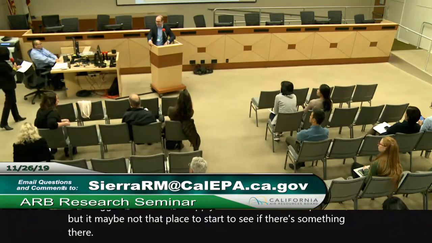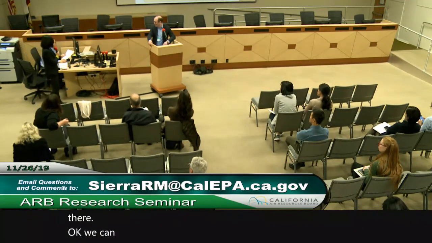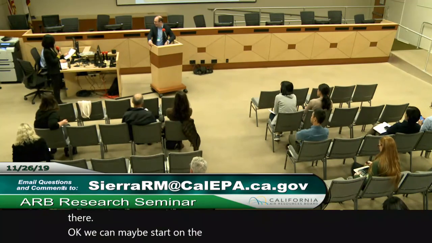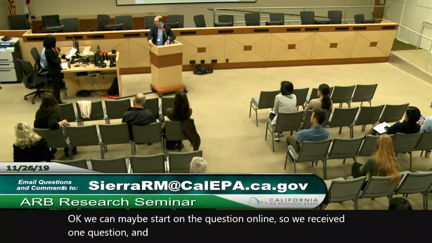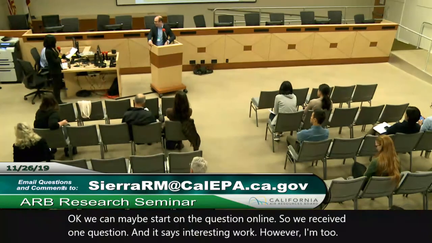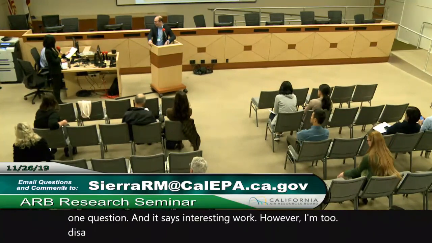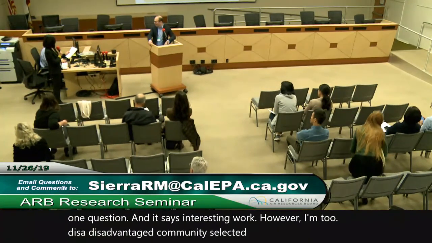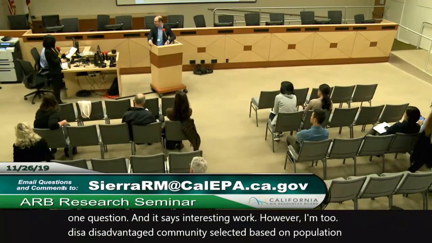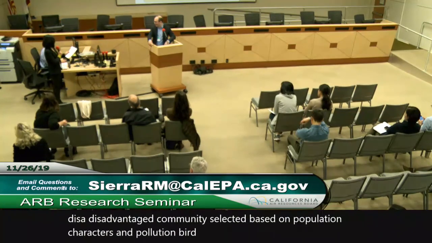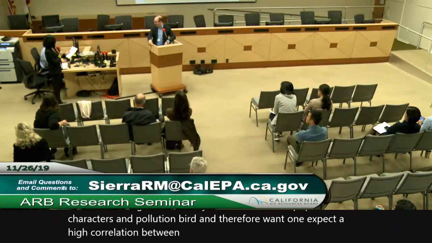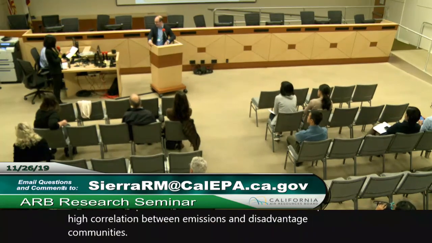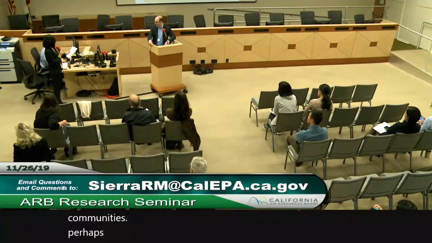Okay, we can maybe start on a question online. So we received one question, and it says, interesting work. However, disadvantaged communities are selected based on population characteristics and pollution burden. Therefore, won't one expect a high correlation between emissions and disadvantaged communities? Perhaps analysis should only consider population characteristics.